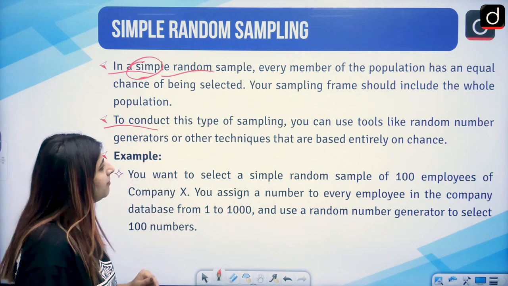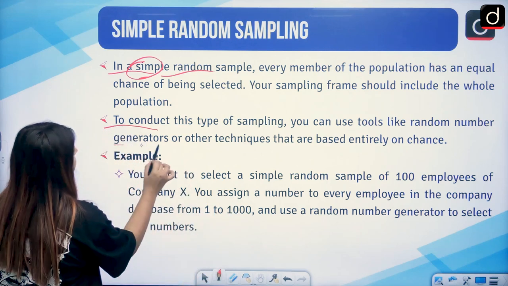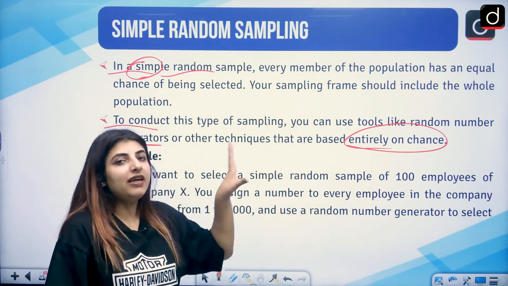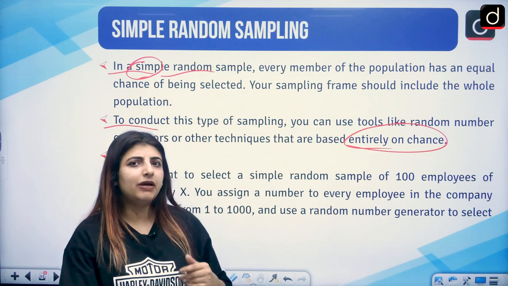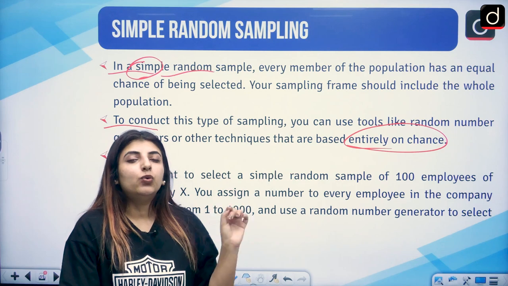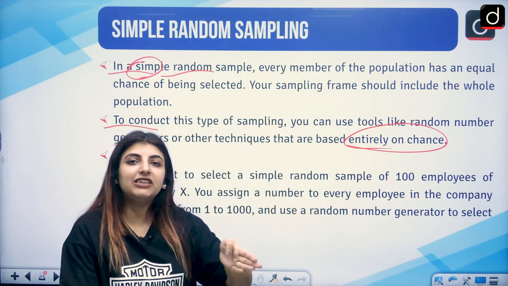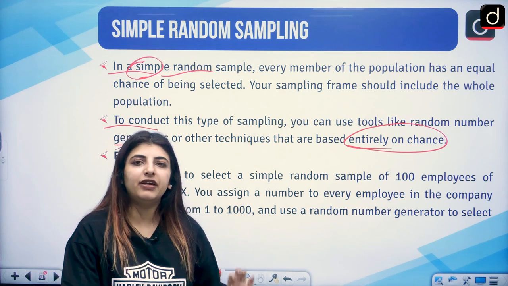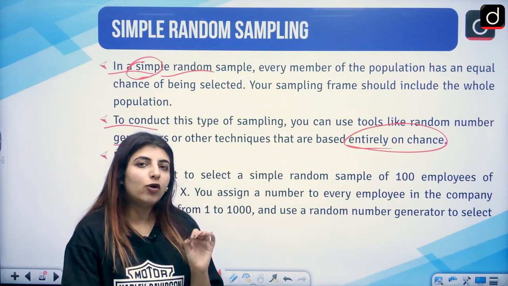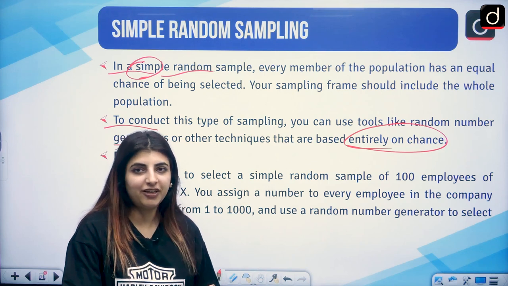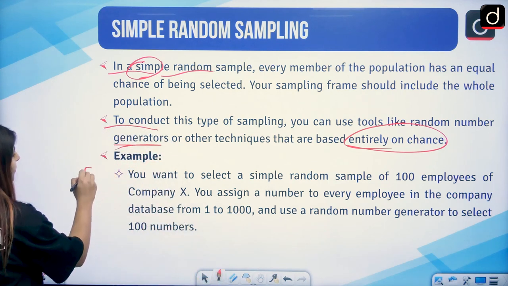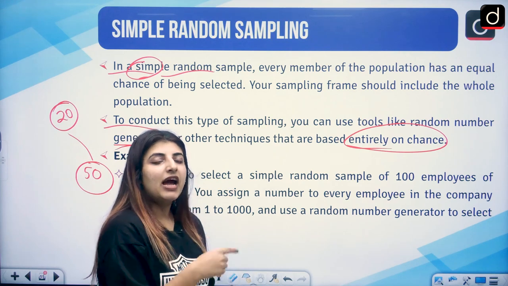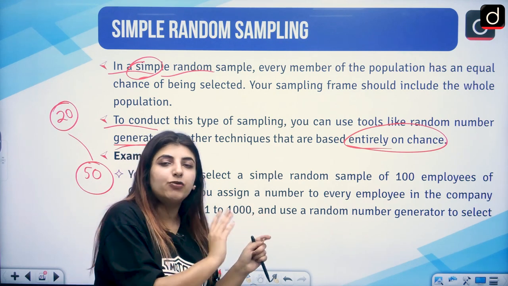To conduct this type of sampling, you can use tools like random number generators or other techniques that are based entirely on chance. If I am saying random number generator, there are multiple tools available on the internet as well, right? Let's just say that if 50 students are sitting in my classroom right now and I randomly assign each and every one a number, and then I sit at the computer, I open the application for the random number generator, right? And from the sample of 50 students, I just want to pick 20. 20 times I will use that random number generator, and 20 times whichever number comes.